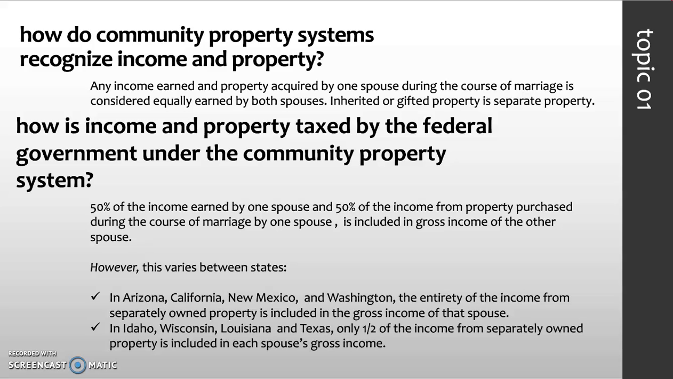For example, in Arizona, California, New Mexico, and Washington, the entirety of the income from separately owned property is included in the gross income of that spouse who earned it. But in Idaho, Wisconsin, Louisiana, and Texas, half of the income from separately owned property is included in each spouse's gross income.